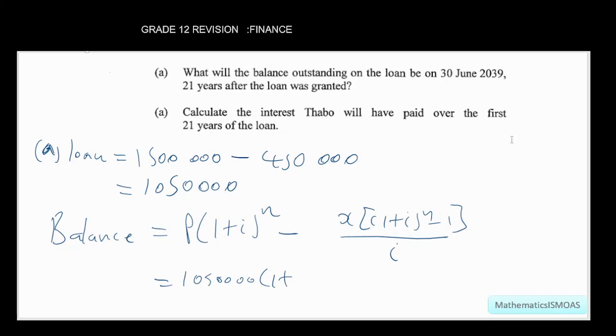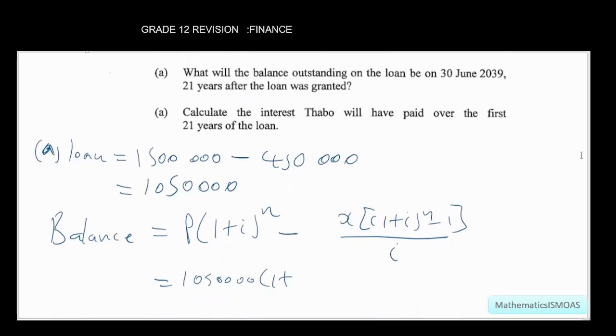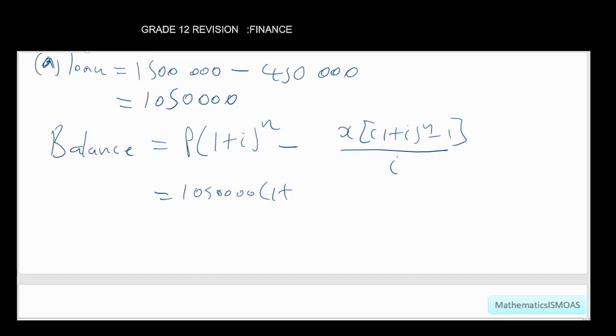What will be P? 1,050,000 times (1 plus i). Let's go back to the question. They said the balance of the purchase price at an interest of 12% per annum compounded monthly. Therefore 12%, i is 12 divided by 100, 0.12. But this is compounded monthly. Therefore we divide by 12.